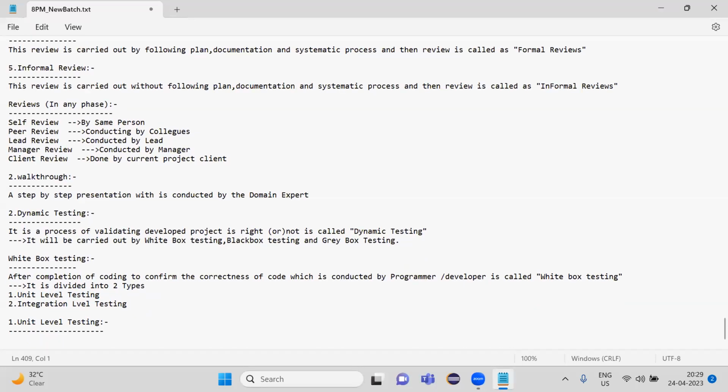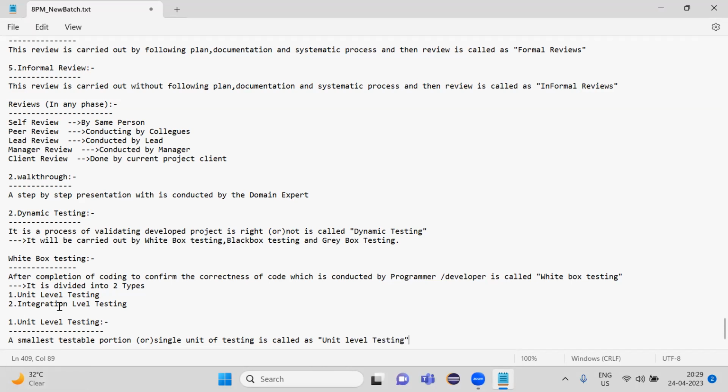Okay, what is unit level testing? It is the smallest testable portion, or the smallest code. A single unit of testing is called unit level testing. Clear?